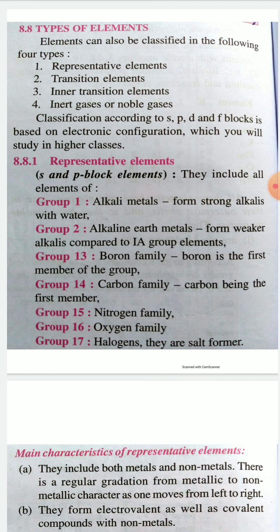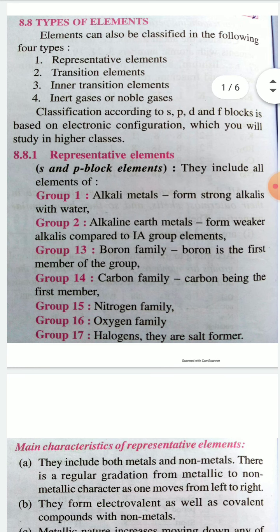Representative elements means group 1, 2, 13, 14, 15, 16, and 17 elements are called representative elements. These are also called s and p block elements. Generally, elements of group 1 and 2 are called s block elements, and group 13 to 17 elements are called p block elements. So representative elements are elements of group 1, 2, 13, 14, 15, 16, and 17.